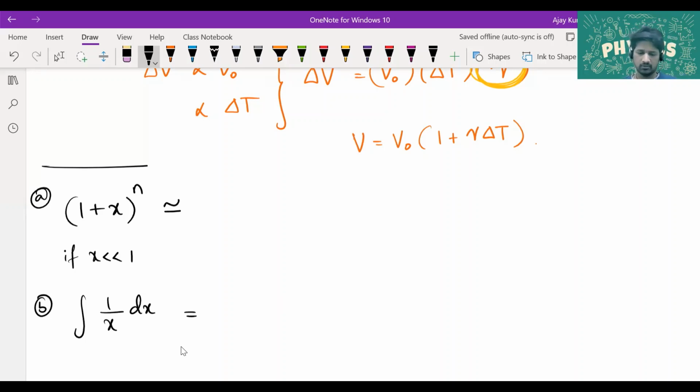Some of you might not be knowing integration. I hope you all know integration. If you don't know, that's fine. Revise these formulas, they'll be useful in the next class.